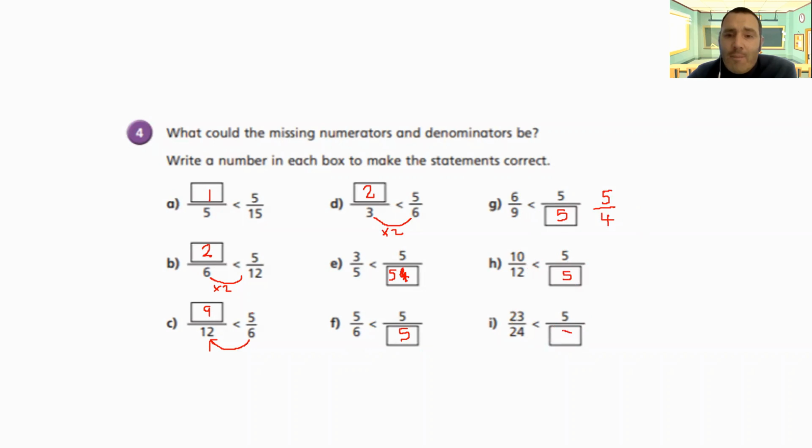23/24, again, I'm going to go with 5/5. So by looking at our fractions, we can work out what we need to do with them in order to make these statements correct. The last few, you will probably have some different answers that work just as well. So just make sure that the statements are correct.